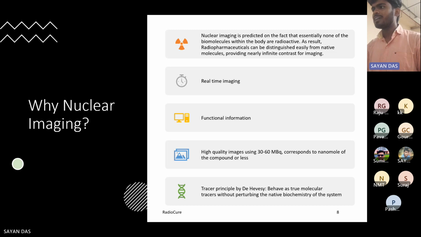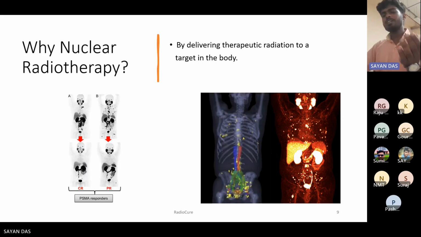So going to the next slide, what is nuclear radiotherapy? I have already told you, those are the basic concepts we are describing today. It's not like I am going in depth, but just to show what nuclear medicine and radiopharmaceuticals are all about. So why nuclear radiotherapy? Because till date, whenever we are giving radiotherapy from outside our body, it can kill our normal cells also.